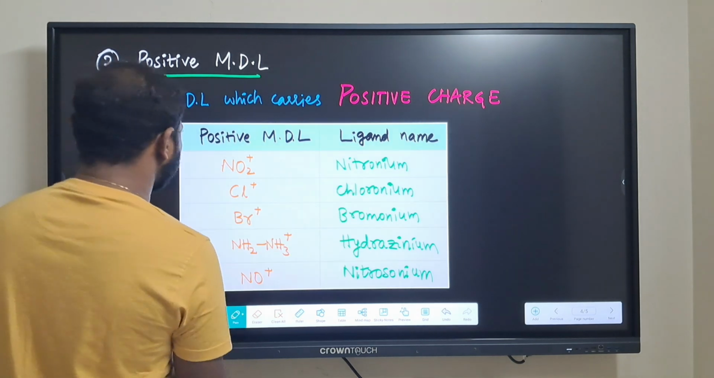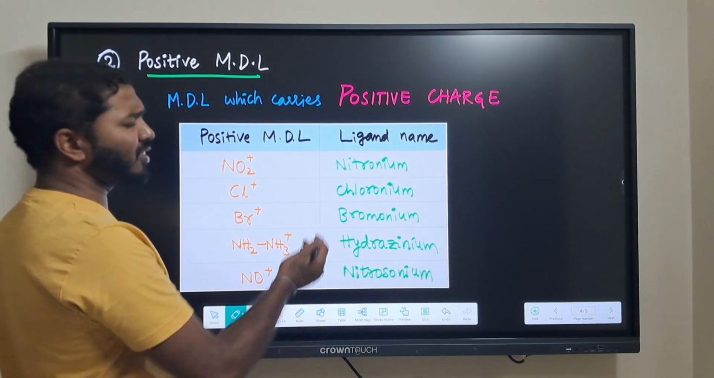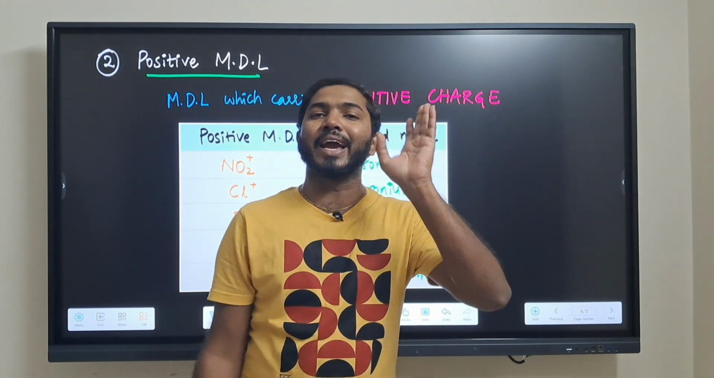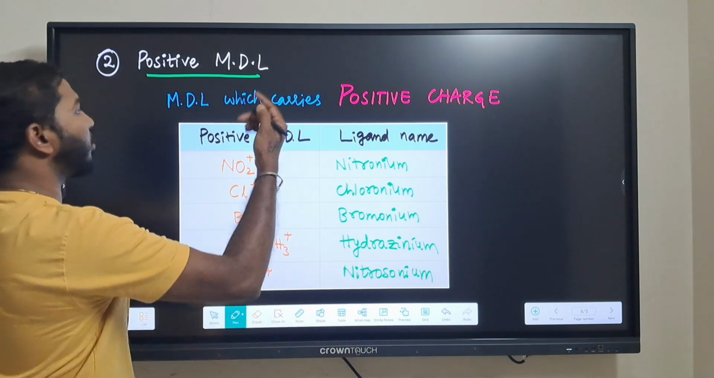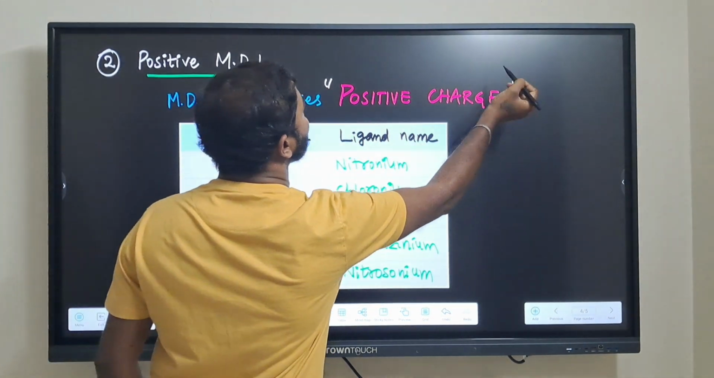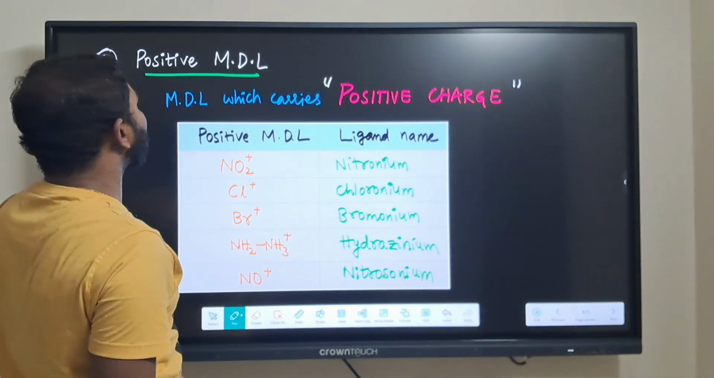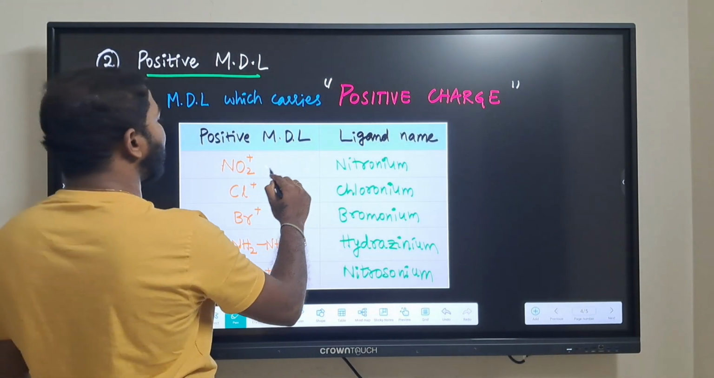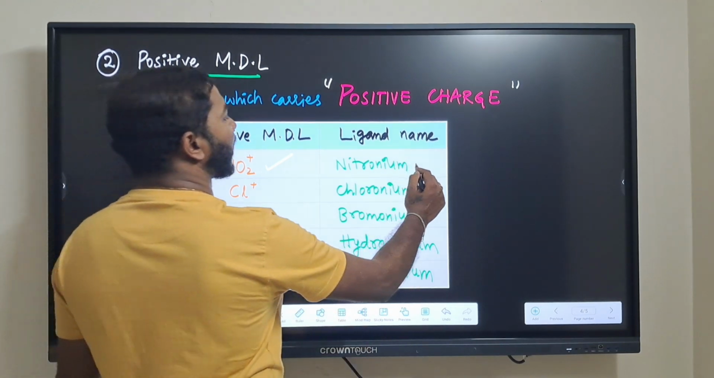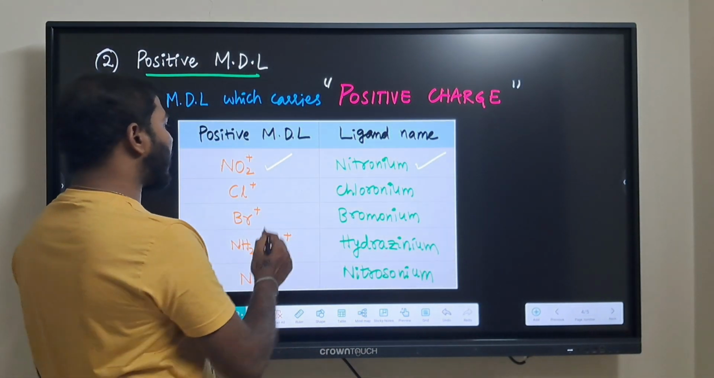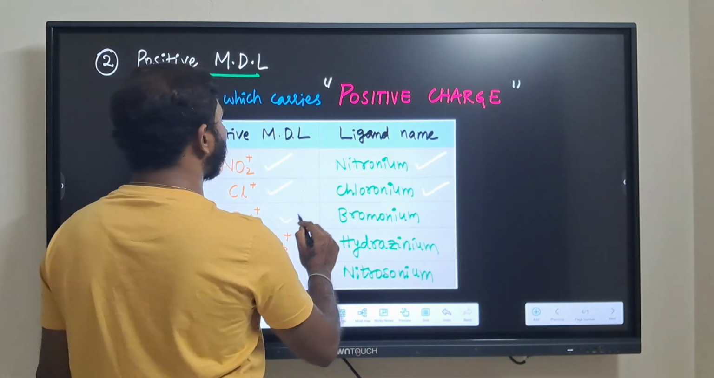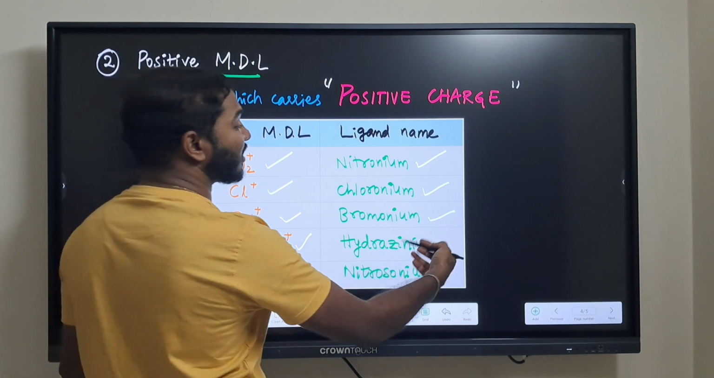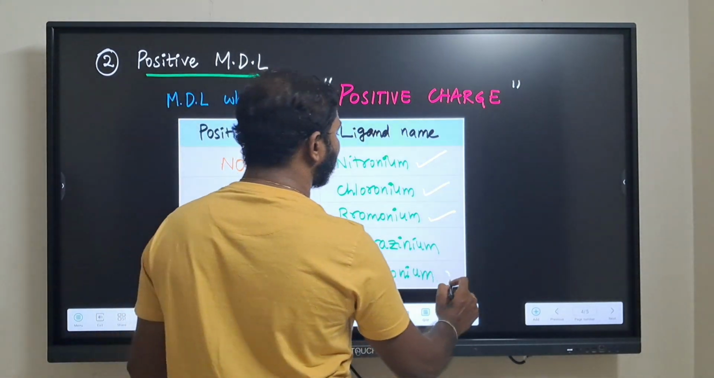Okay, let us move on to positive monodentate ligands, similar to the negative monodentate ligands. They are monodentate, but they carry positive charge here. In the previous case we saw ligands carrying negative charge, and now the positive monodentate ligands are going to carry positive charge. So NO2 plus is nitronium, Cl plus is chloronium, Br plus is bromonium, NH2-NH3 plus is hydrazinium, and NO plus is nitrosonium.